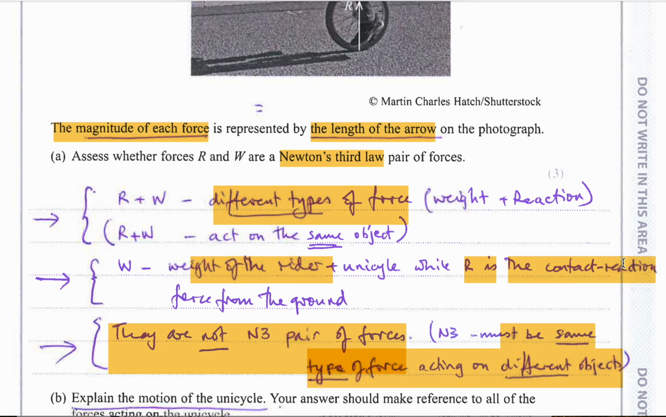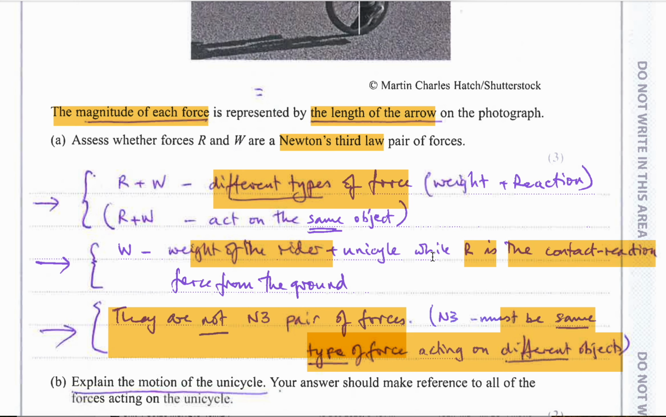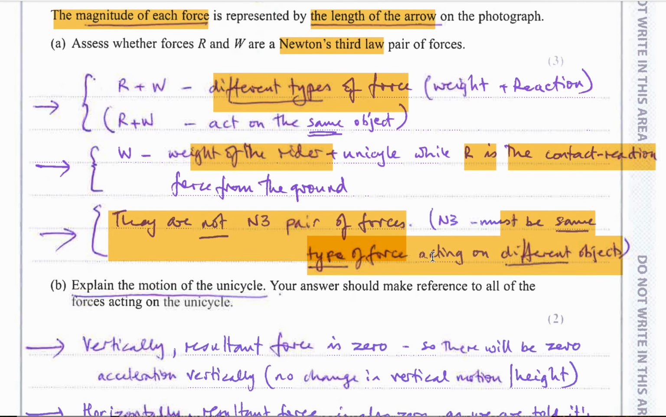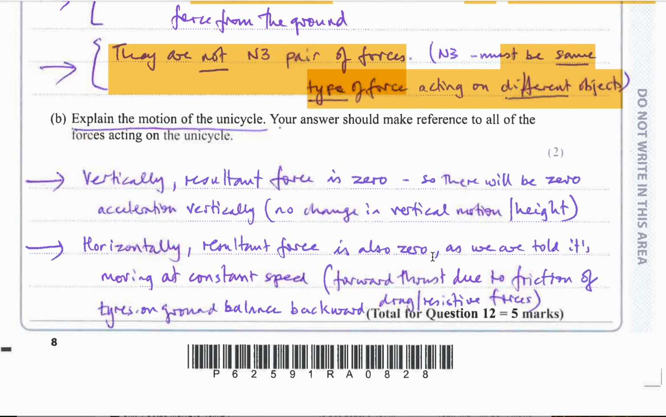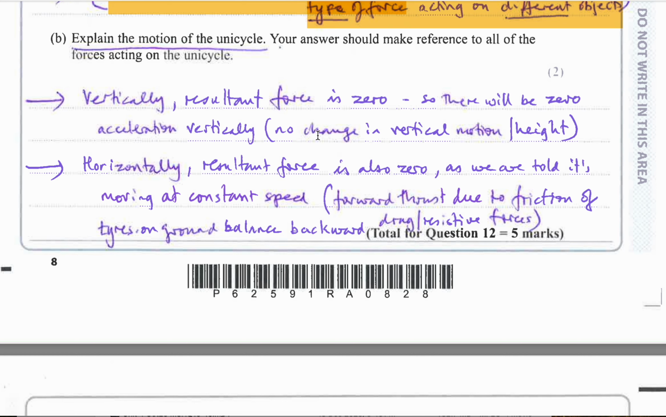Okay, so that shows that it's a different type of force. Those are the three ways to get the 3 marks you need to get. Okay, then it says explain the motion of the unicycle. Your answer should make reference to all of the forces acting on the unicycle.